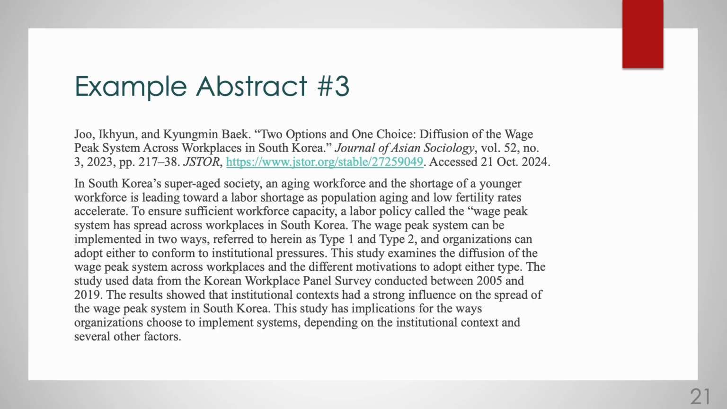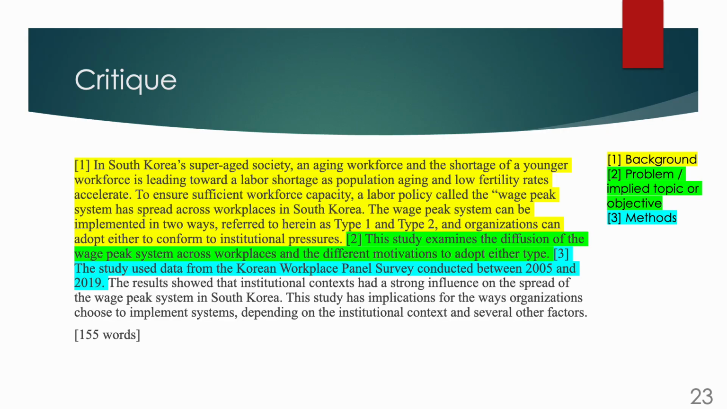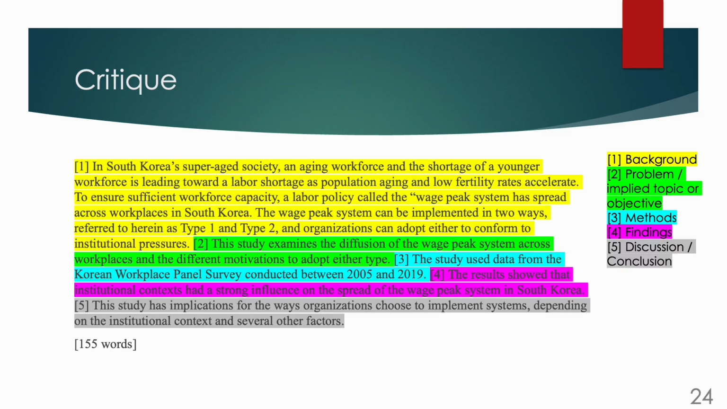This third example is from the Journal of Asian Sociology. Press pause to read it. In this example, half of the abstract is dedicated to summarizing the background topic. The next two sentences summarize the topic and methods respectively. The last two sentences summarize the findings and the implications.